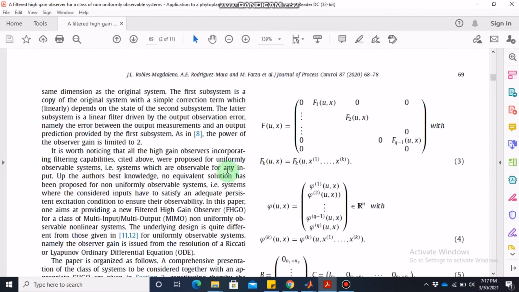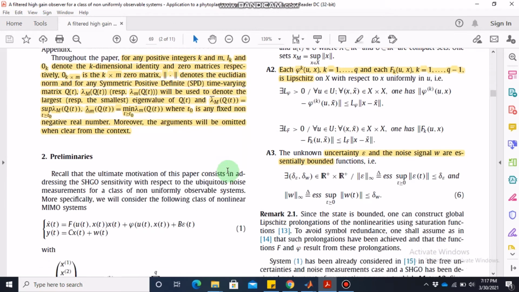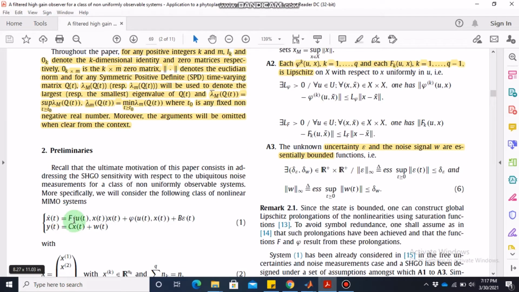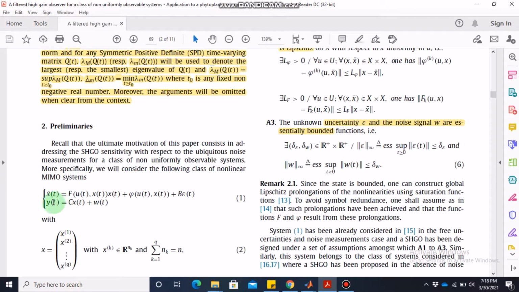Okay, so the type of systems discussed in this paper are basically x dot equals some function f, which is a nonlinear function of control and state, times x of t, which is the state variable. So x dot equals f times x plus some phi function, which could also be a nonlinear function of control and state, plus this B matrix times the disturbance epsilon, and the output is y equals Cx plus some measurement noise w.